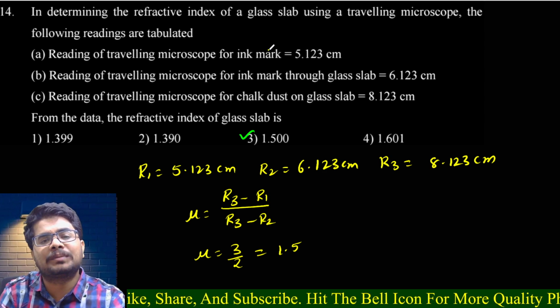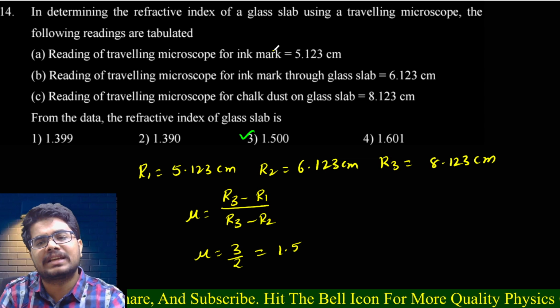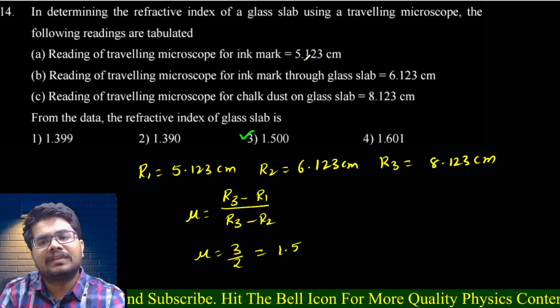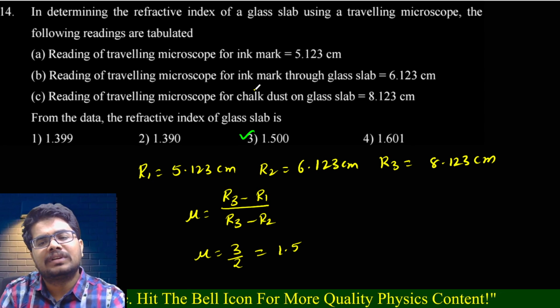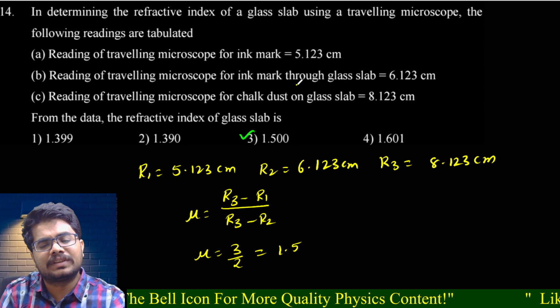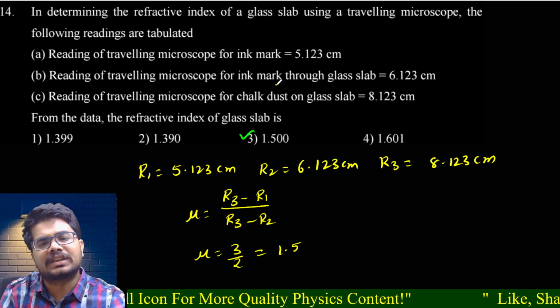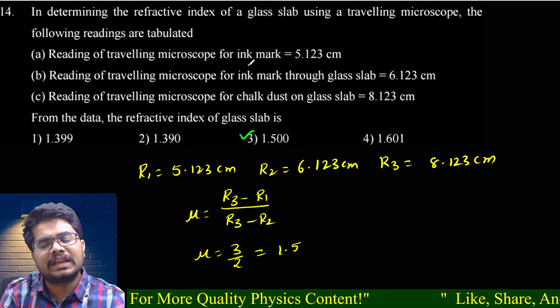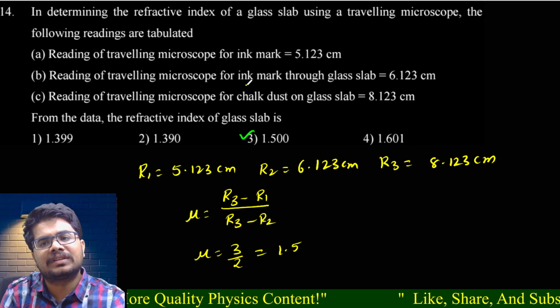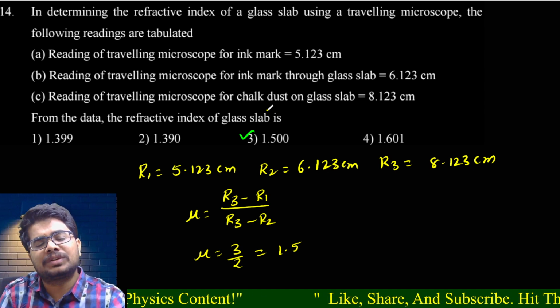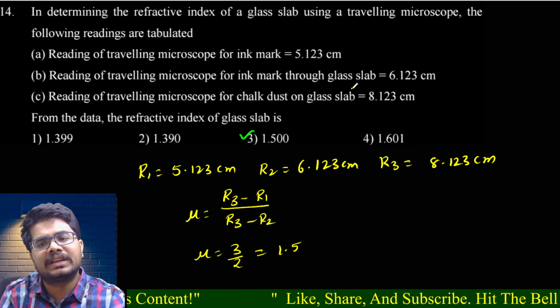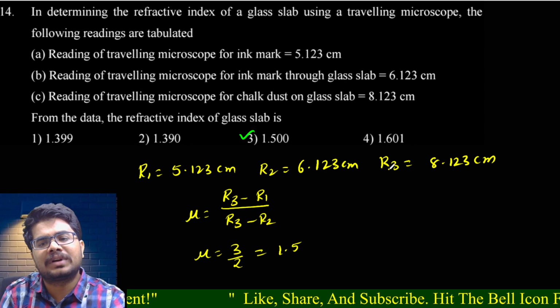This is literally from our practical, as it is they asked you. The R1 value they gave you, without watermark. With watermark they gave you, with water also, with glass slab they gave you. R1 value is for the ink mark, direct ink mark. The second one is through the glass slab. The third one is through the chalk dust, you are focusing on the chalk dust. They have given all 3 readings: R1 value, R2 value, R3 value.